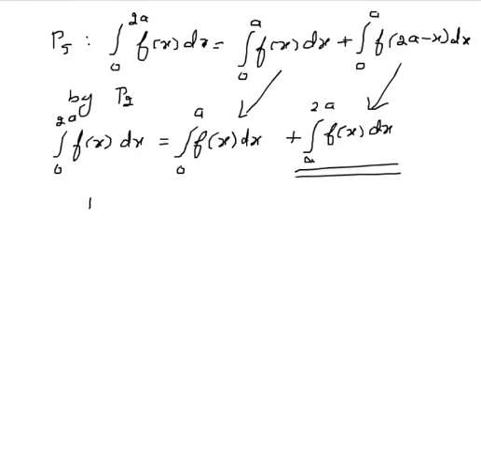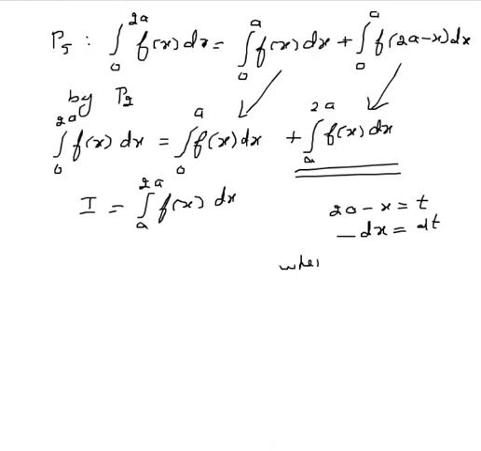Let us take this integral as I, a to 2a f of x dx, and substitute 2a minus x as t. Differentiate both sides. Minus dx is dt. Let us calculate the limits for t. When x is a, the lower limit is a, t will be 2a minus a, t becomes a, and upper limit. When x is 2a, 2a minus 2a, the upper limit becomes 0.